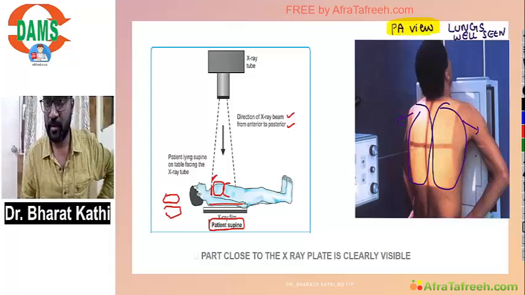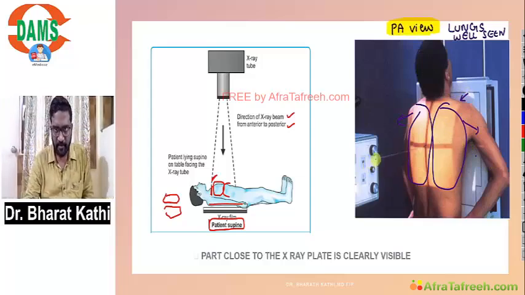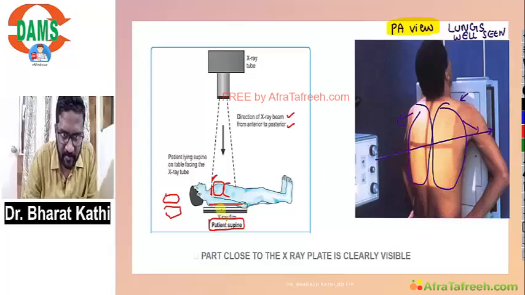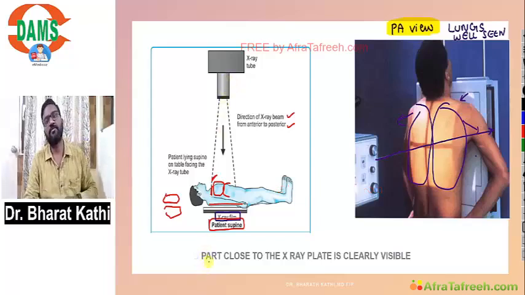And here you are placing the cassette on the anterior portion and the beam is coming from posterior to anterior. So that's why it is called posterior anterior. Whereas here the cassette is kept on the posterior aspect. So the X-ray film is kept on the posterior aspect, whereas the beam is coming from anterior. So it is called antero-posterior.